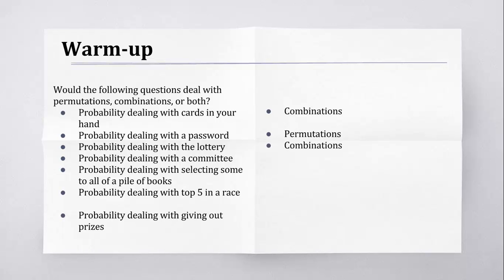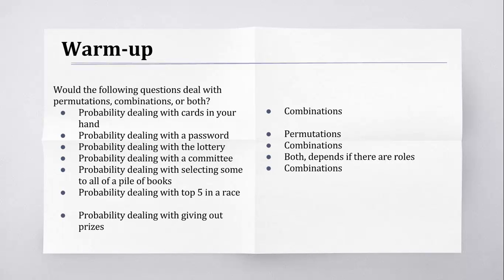Probability dealing with the lottery is usually a combination. Usually with the lottery, the order doesn't matter. That's specifically a lottery. If you're talking about prizes for a password, or you get the right number in the right order, that would be a permutation. But generally, the lottery, Lotto 649, Lotto Max, those are combinations. Probability dealing with a committee, it all depends. If there are roles, then it's a permutation. If there aren't any roles, it's just a group of people, then it's a combination.